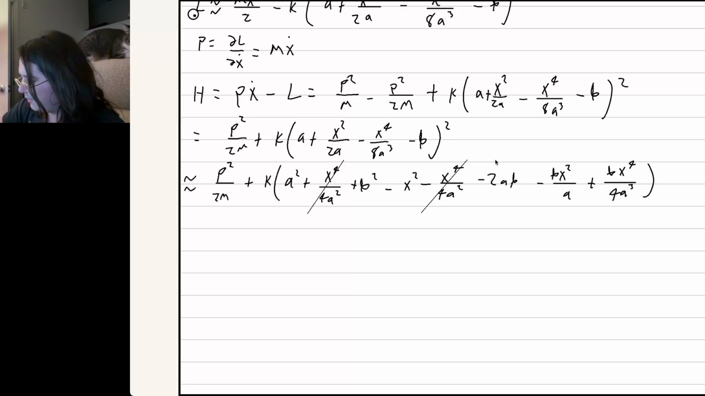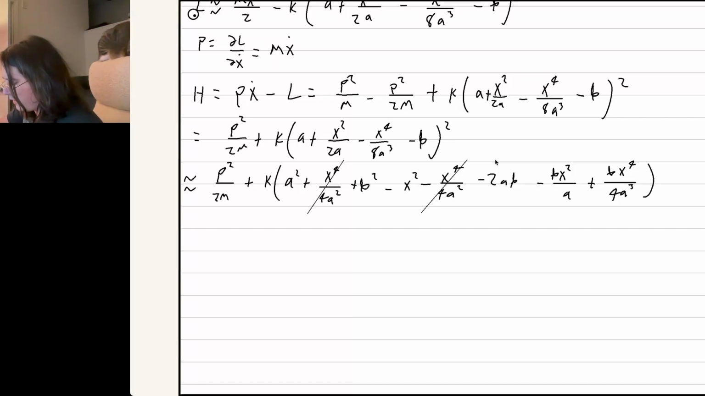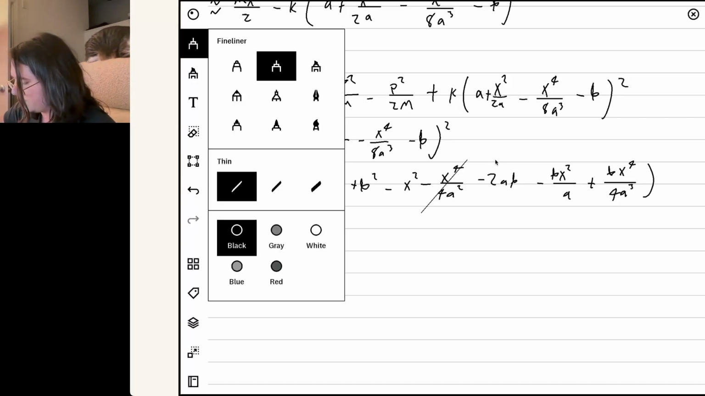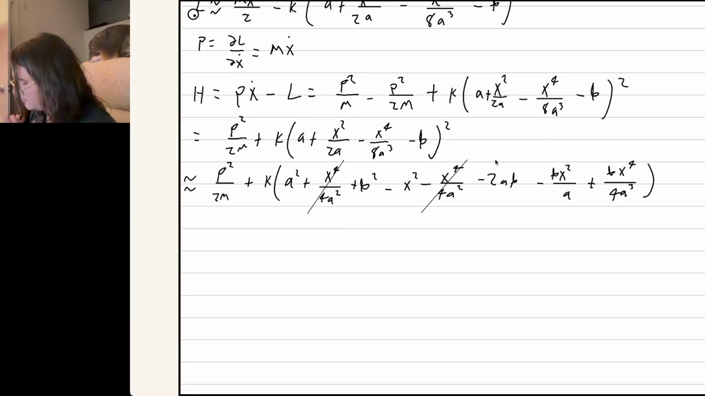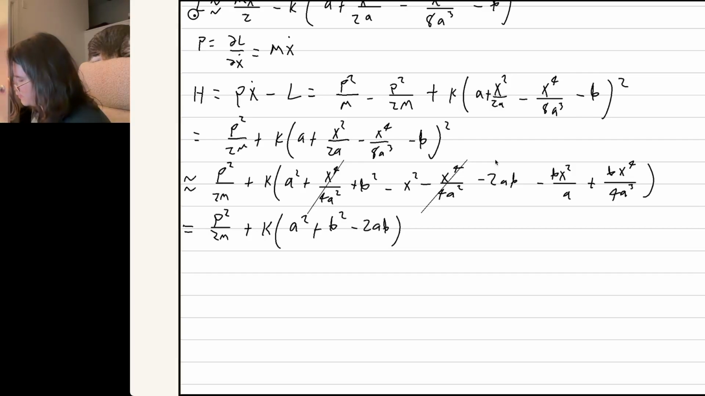And then essentially what we have is some kind of constants. So I'm going to actually factor the k through and collect constants. So we'll have k(a squared plus b squared minus 2ab). That's all going to be a constant.